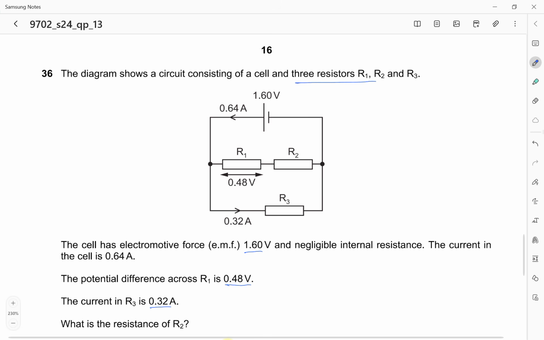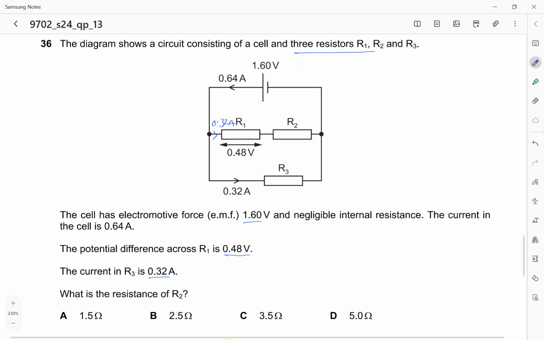So if the current here is 0.32, it means the current here is going to be 0.64 minus 0.32. So the current here is 0.32 amperes, because by Kirchhoff's first law, the sum of the current entering the junction is equal to the sum of the current leaving the junction. So what is the resistance of R2?